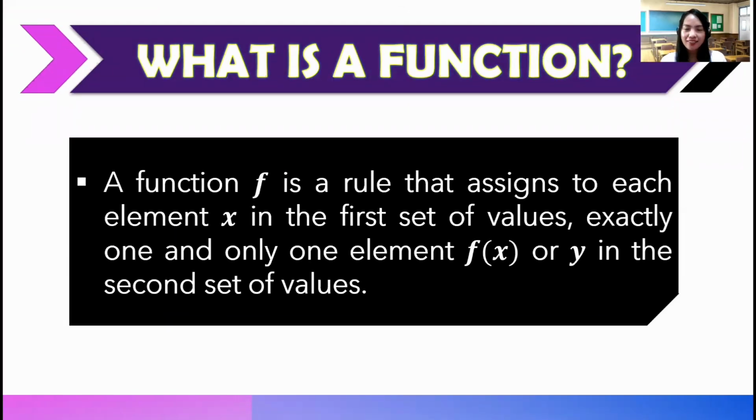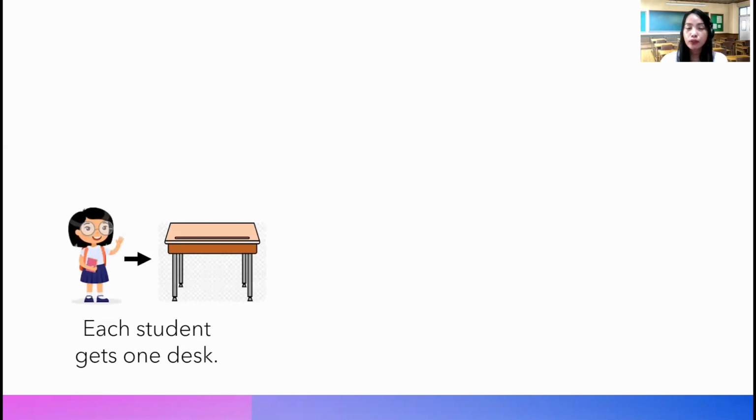What is a function? A function is a rule that assigns to each element x in the first set of values exactly one and only one element f of x or y in the second set of values. To understand this definition, let's have these scenarios. In the first example, each student gets one desk. One student is paired to one desk only. This type of relation is what we call one-to-one.